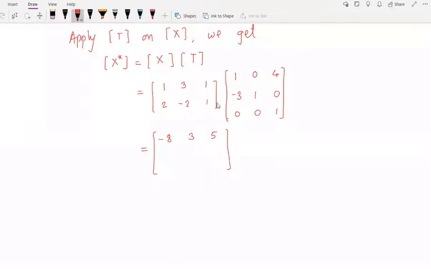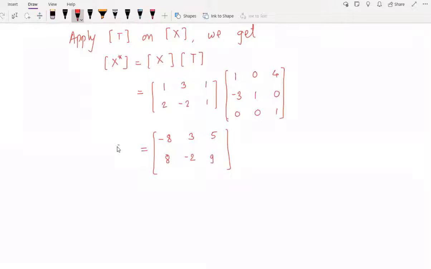Now the second row, first column. What is that entry? Second row, first column. 2 times 1 is 2, minus 2 times minus 3 is plus 6. So 2 plus 6 is 8, and 1 times 0 is 0. So this becomes 8. Then second row, second column. 2 times 0 is 0, minus 2 times 1 is minus 2, 1 times 0 is 0. So that becomes minus 2 only. And then second row, third column. 2 times 4 is 8, minus 2 times 0 is 0, and 1 times 1 is 1. So 8 plus 1 is 9.